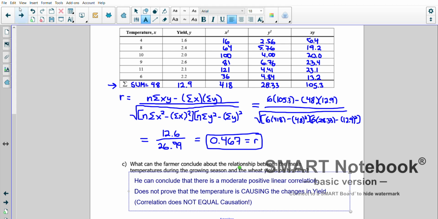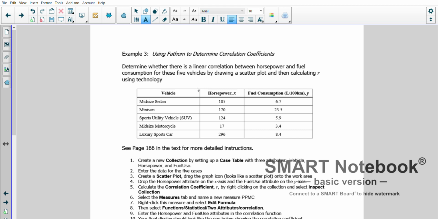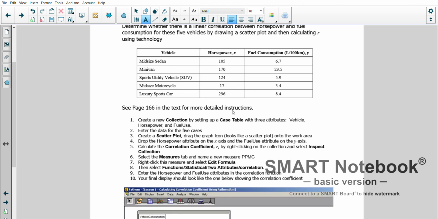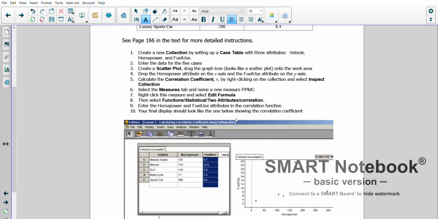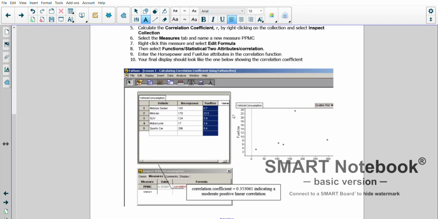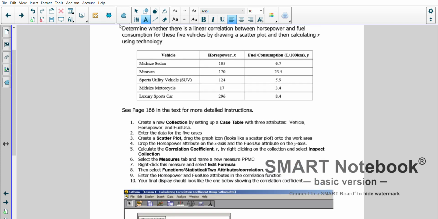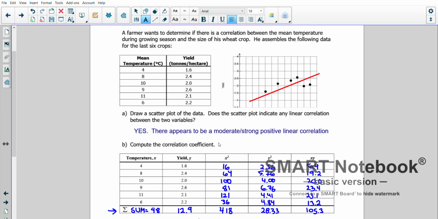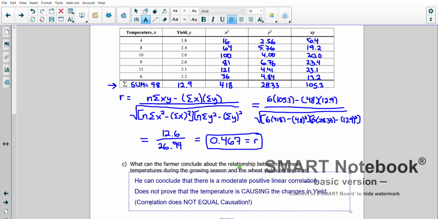So the last page of this is just using Fathom and technology. If you have this technology or you want to take the initiative to download Fathom and learn how to do this, by all means, but obviously we won't be doing that given the current situation. So this part is obviously optional. I will post the suggested homework at the bottom here.